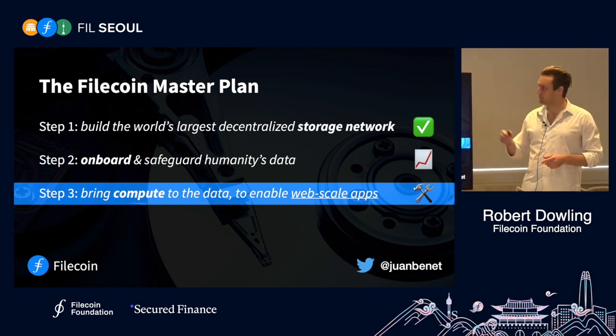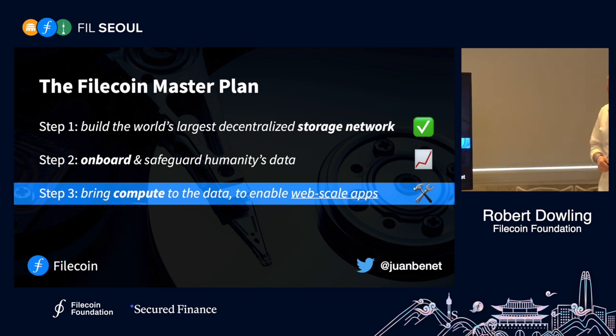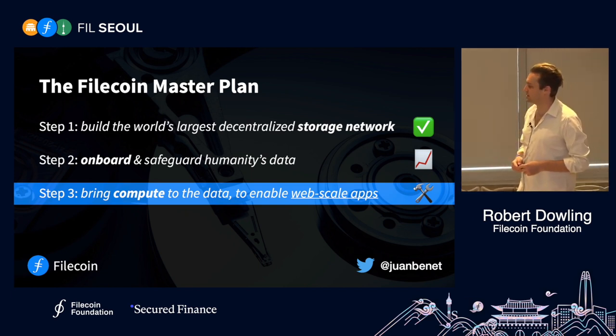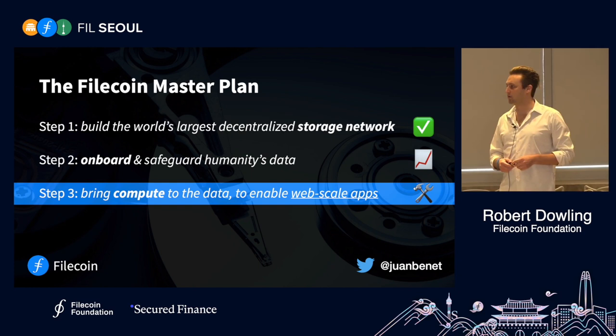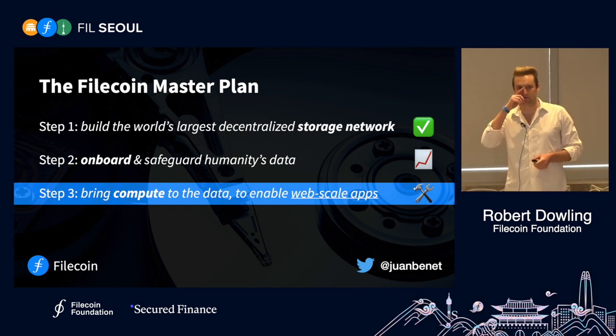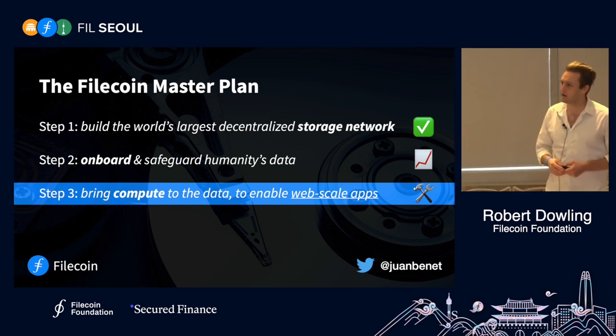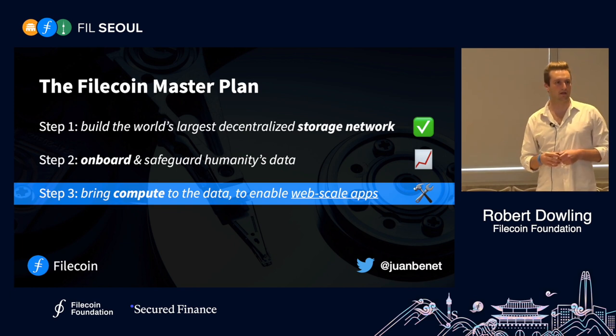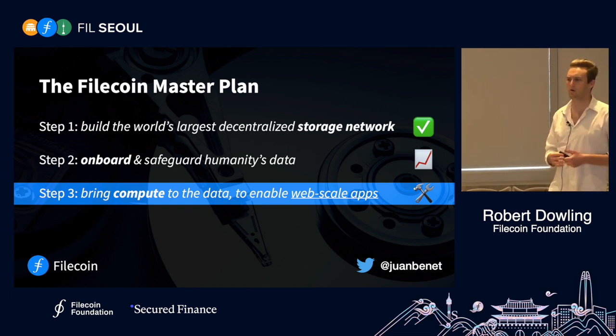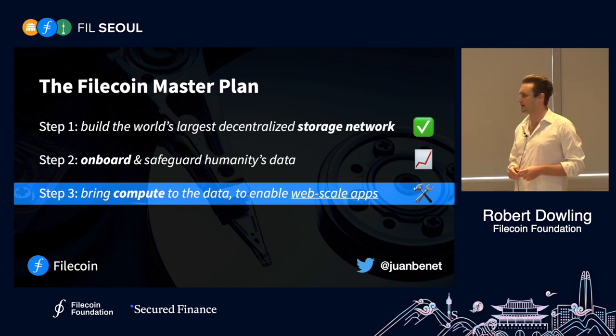All right. Filecoin master plan. Step one, build the world's largest decentralized storage network. We basically accomplished this. I believe that the latest figure is the amount of data stored on Filecoin is equal to 2% of the global cloud storage data, which is really, really compelling.